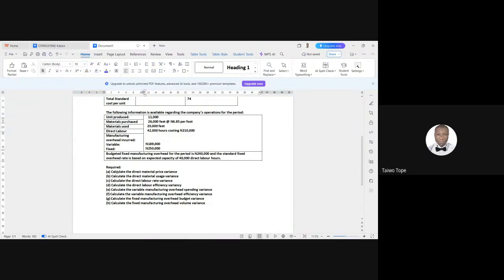We have to calculate the direct material price variance, direct material usage variance, direct labor rate variance, direct labor efficiency variance, the variable manufacturing overhead spending variance, variable manufacturing overhead efficiency variance, the fixed manufacturing overhead budget variance, and the fixed manufacturing overhead volume variance.